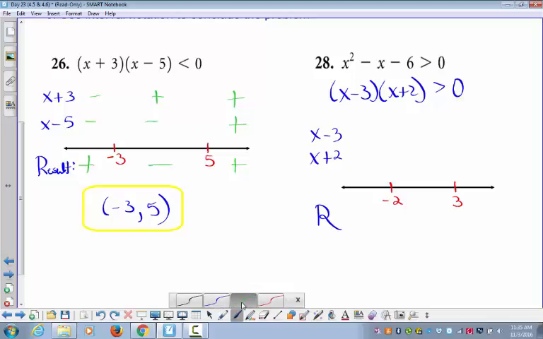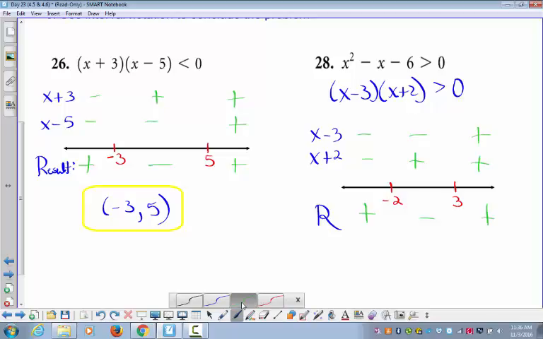Pick a test value to the left of -2, like -3. Both of those are negative. The result is positive. When you multiply two negatives, you get a positive. Test value between -2 and 3. Again, it doesn't matter. Any integer between there will work. Plug in 0. That's kind of the easiest one. And then out here, both are positive.